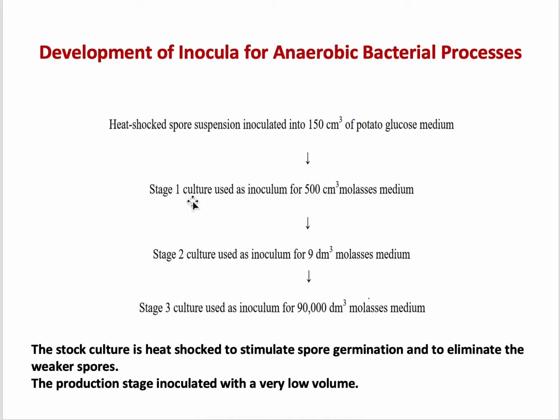After that, you use the culture as inoculum for 500 cm³ molasses medium. First you heat shock them at 150 cm³ volume, then transfer them into 500 cm³ molasses medium. Then you transfer them into a bigger volume, 9 dm³ molasses medium, and then into your final fermenter. Until this stage you have prepared the seed culture, so now you transfer this seed culture into your final fermenter, which is usually a very big one.